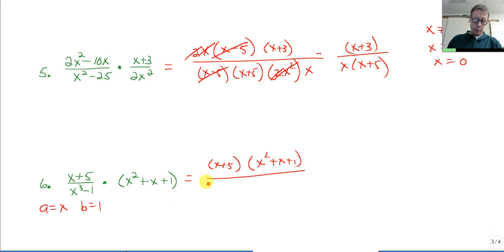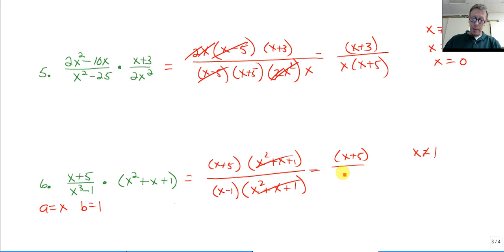So what we would have is a minus b, that's x minus 1. Then a squared, that would be x squared, plus a times b, that would be 1 times x, that would be plus x. And lastly, plus b squared, that's the formula for a difference of cubes. And for the values that I can't have for x, x would not be able to equal 1, or this factor would go to 0. The zeros for the other factor are imaginary, so I don't have to list those. And my final answer would be x plus 5 all over x minus 1.